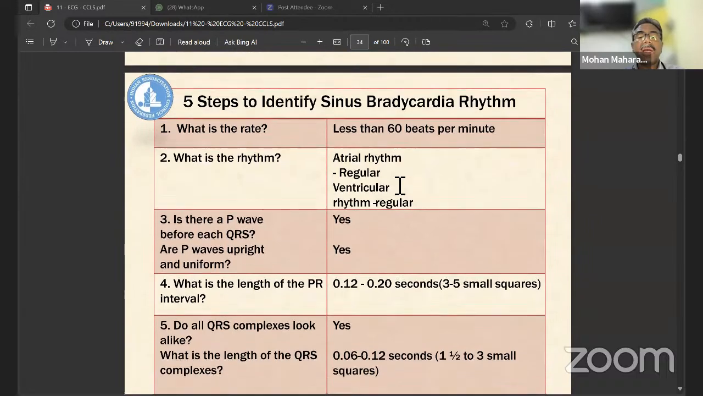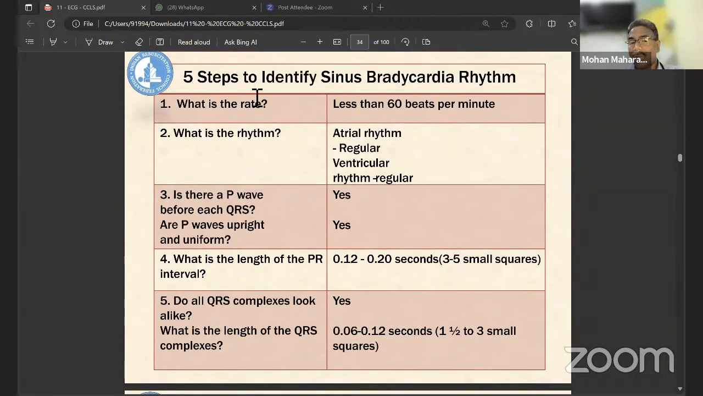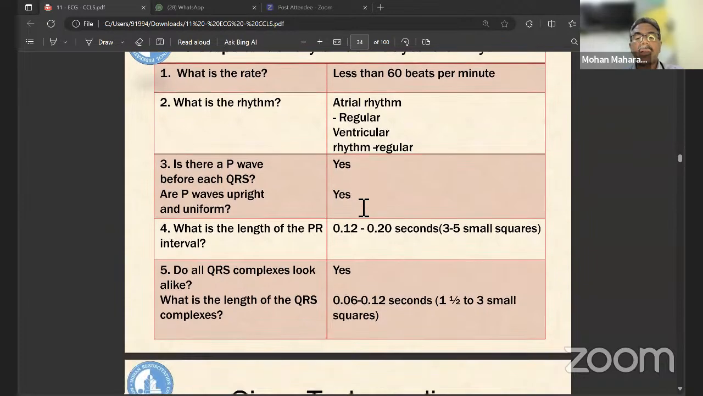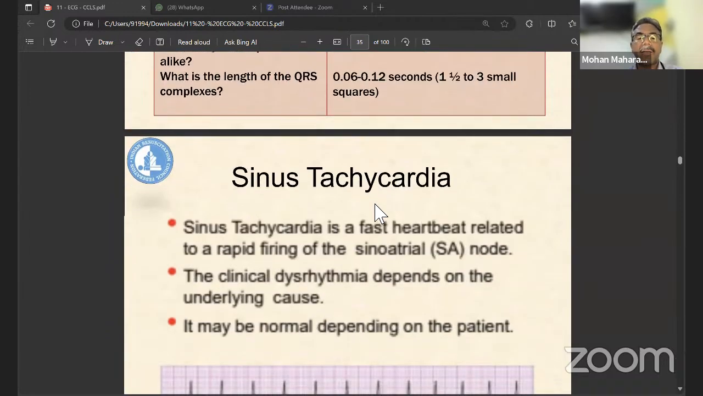Now, to identify sinus bradycardia, again look at all these 5 things, which are the same, no difference. So the rate is less than 60. And here the rhythm is regular, yes, normal, and these are all normal. No difference here except the rate. That's why it's called sinus bradycardia rhythm. So except for the rate, there is no difference from the pattern we looked at previously. An easy way to remember bradycardia.